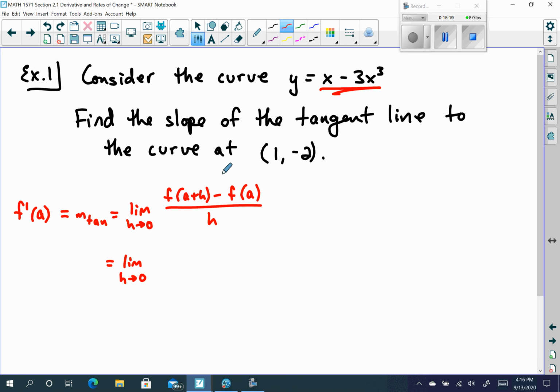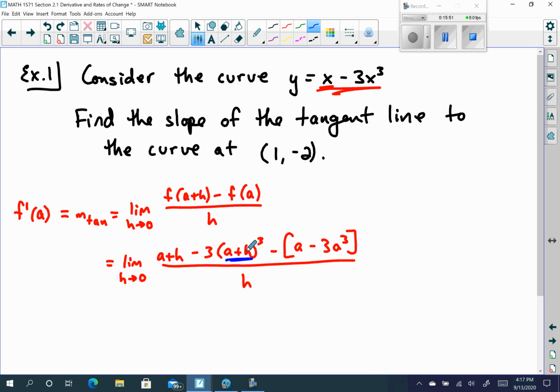So I'm going to have a plus h go in first here. So I have a plus h going in for the x, minus 3 times the quantity a plus h cubed. And yes, that will be a bit to write out, but we'll go through it. And then minus, because this is a binomial, I want to put it in brackets, a minus 3a cubed. Technically, yes, you can leave the a's as x's, but it's showing us at a specific x value, which is a. And then this is all over h.